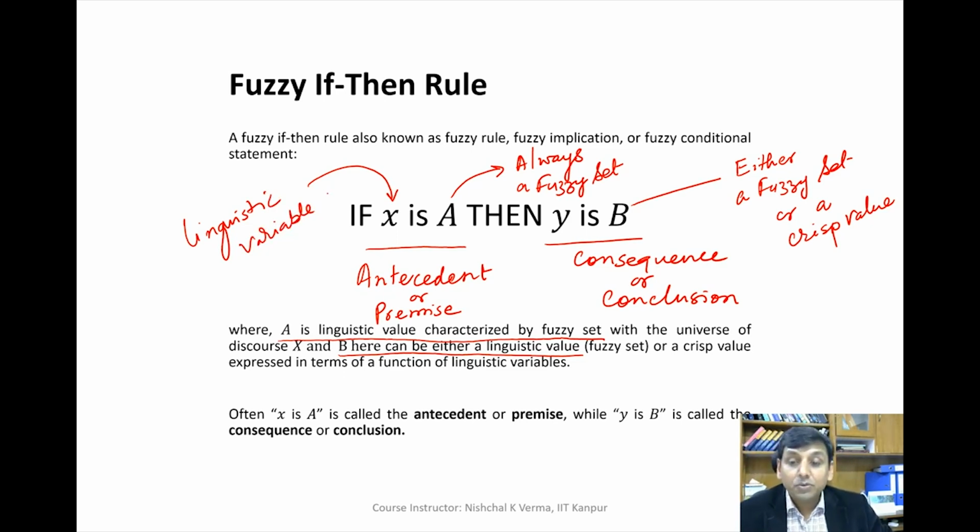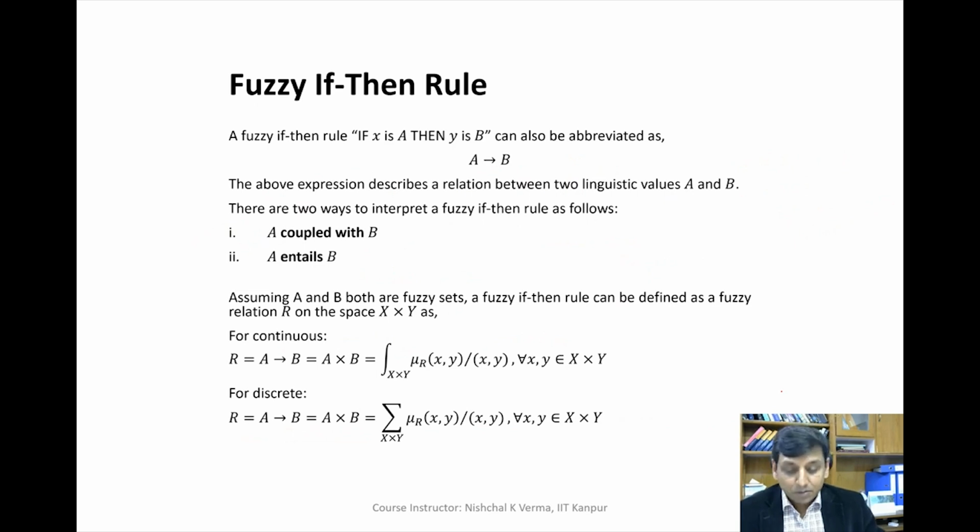Alright, so now often X is A is called the antecedent or premise, as I have already mentioned, while Y is B is called the consequence or the conclusion. So this must be understood very clearly. As I have already mentioned, the fuzzy if-then rule is a very important component of any fuzzy system, and without a set of fuzzy if-then rules, the fuzzy system cannot exist.